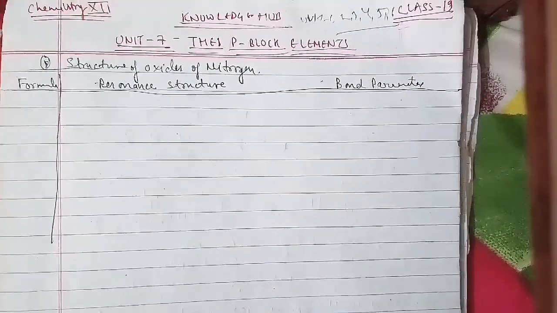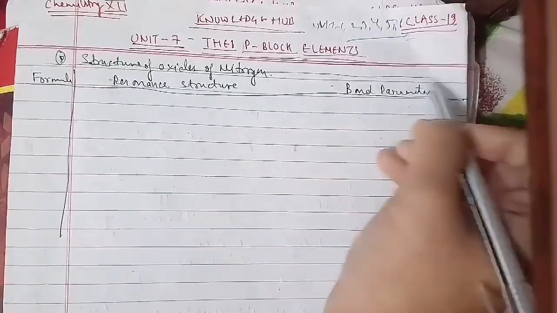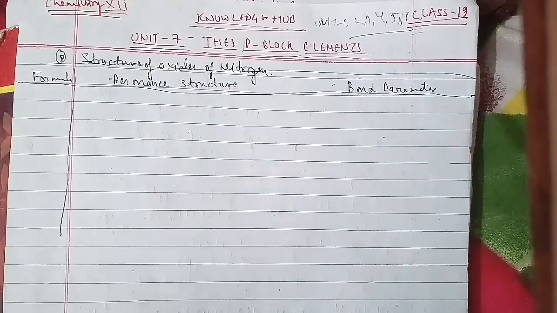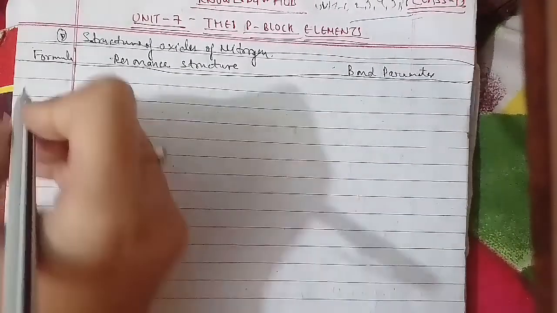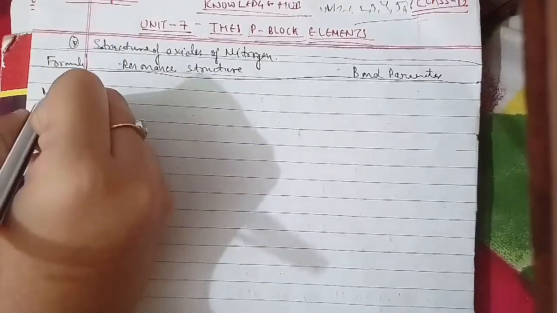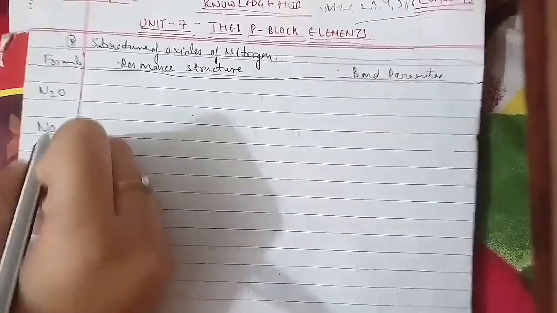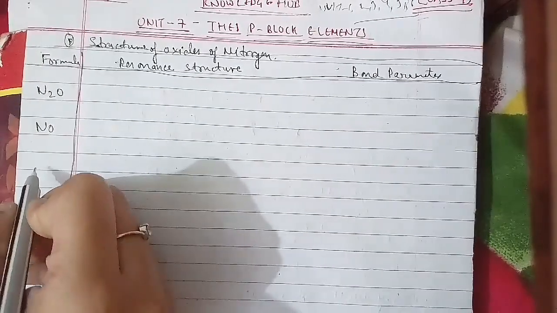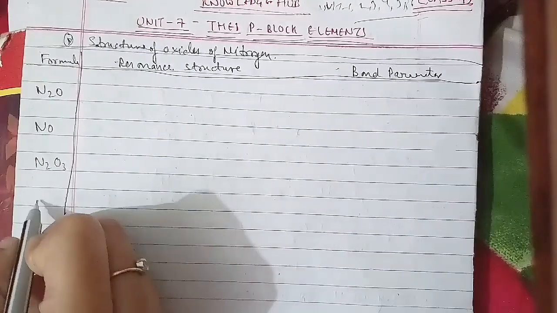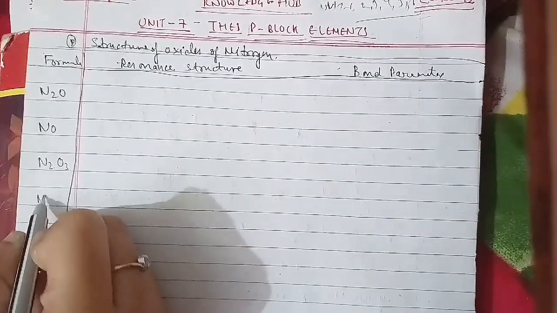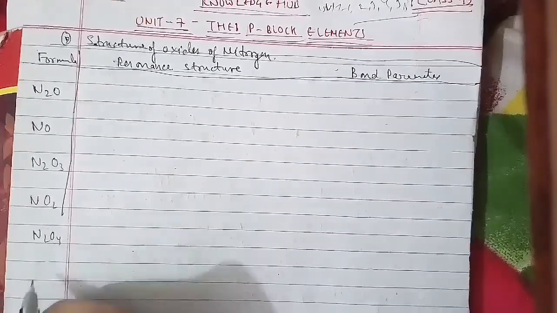For the formula, the first one we'll discuss is N2O. The second formula we'll discuss is NO. The third is N2O3. The fourth is NO2, then N2O4, and N2O5. This we have to discuss here.